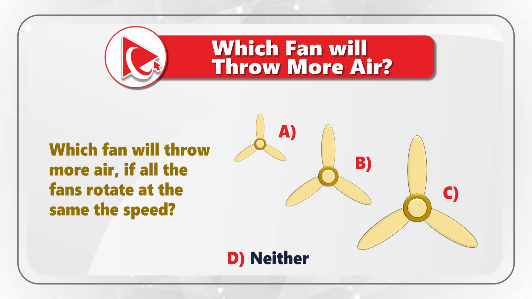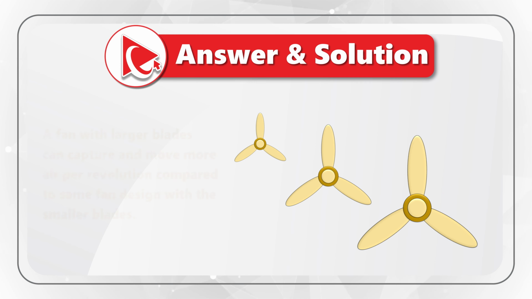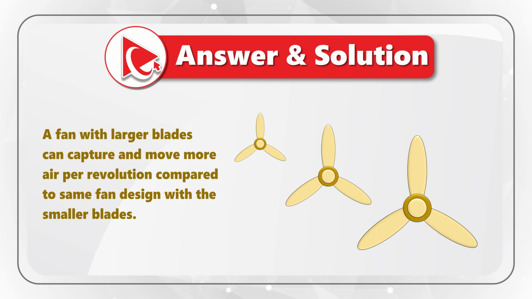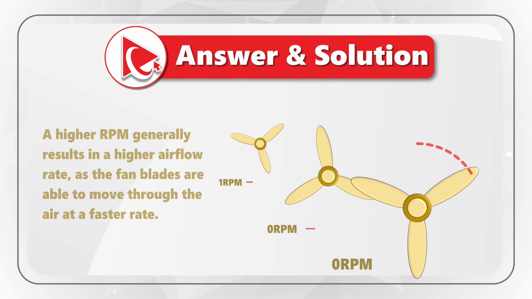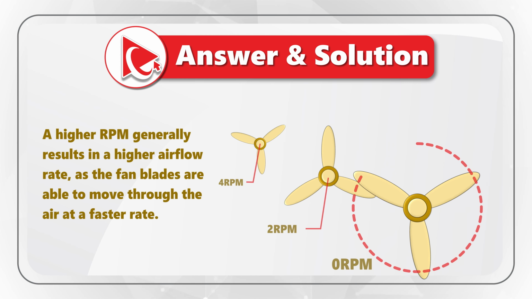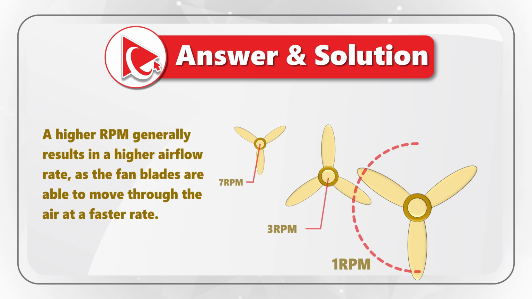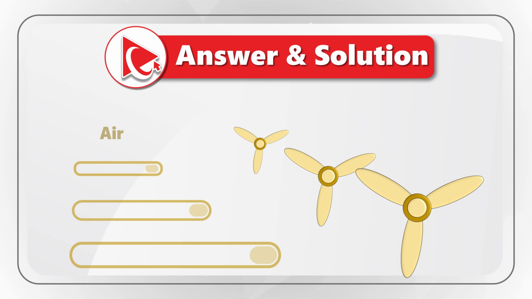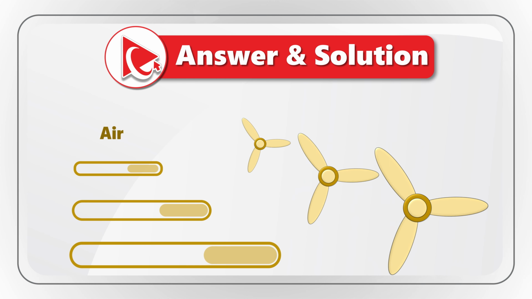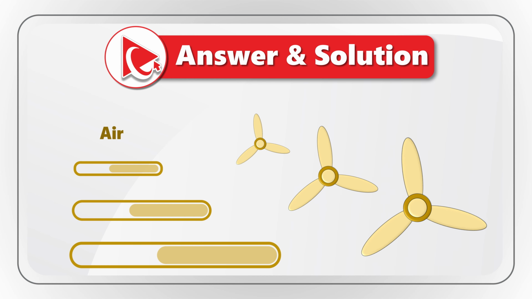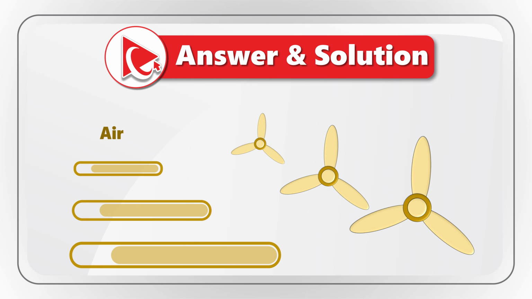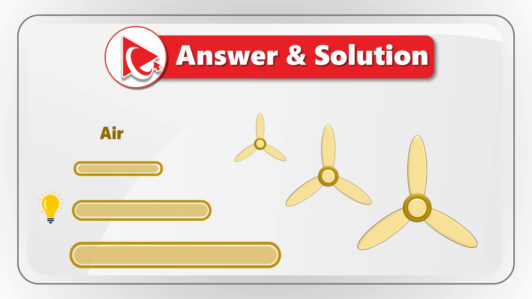As you might be well aware, there are two key factors to help determine the airflow rate. The first one is the size of the fan's blade, and the second one is the rotational speed of the fan, which is measured in RPMs, which stands for revolutions per minute. A fan with larger blades can capture and move more air per revolution compared to the same fan design with smaller blades. And this is exactly what we're dealing with here in this question.